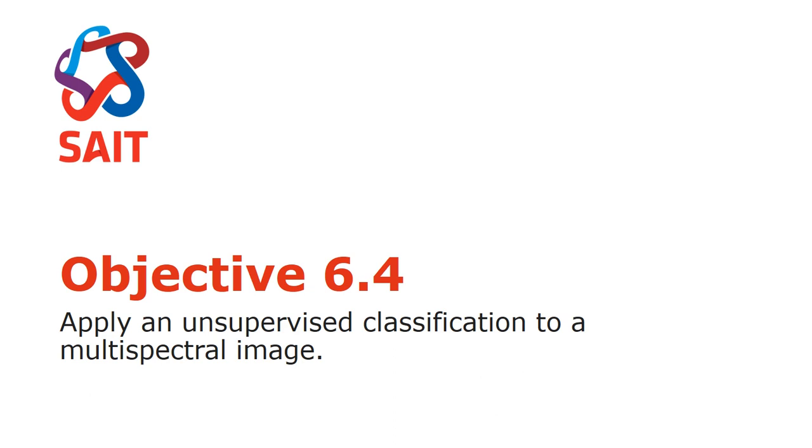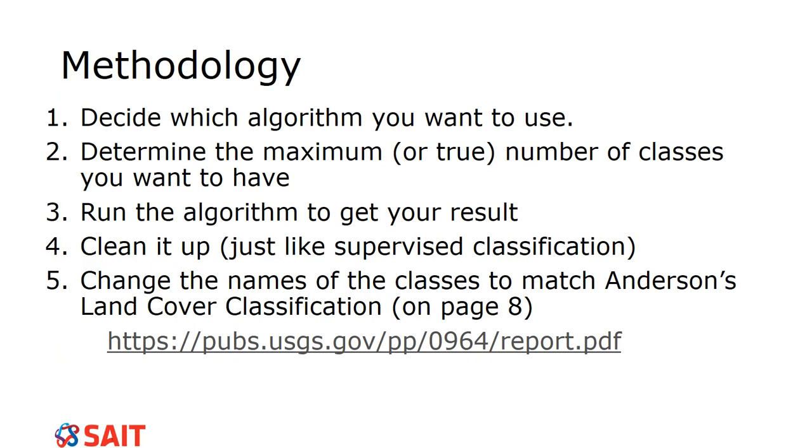So I'm going to jump into Objective 6.4 as well, because this is applying an unsupervised classification. Let's go through the methodology for this one. First of all, you decide which algorithm you want to use. Is it ISODATA or is it KMeans? Then you determine the maximum or true number of classes that you want to have. How many classes? You put in like 10, because you looked at your image and you're like, yes, there are 10 classes that I can identify. Then you run it, and then you clean it up just like in supervised classification, with aggregation and filtering.